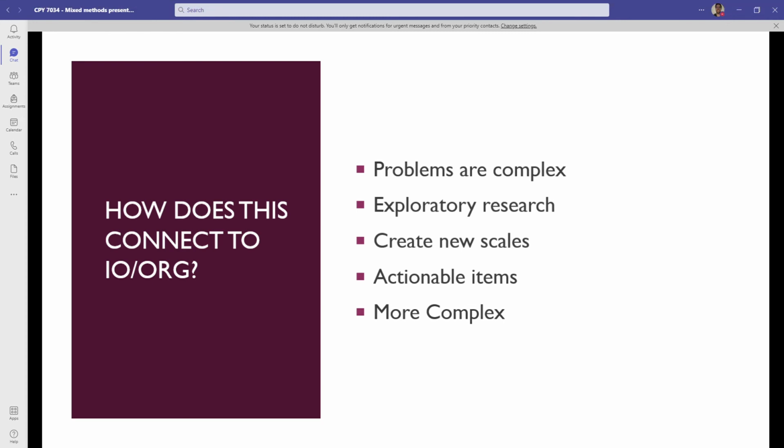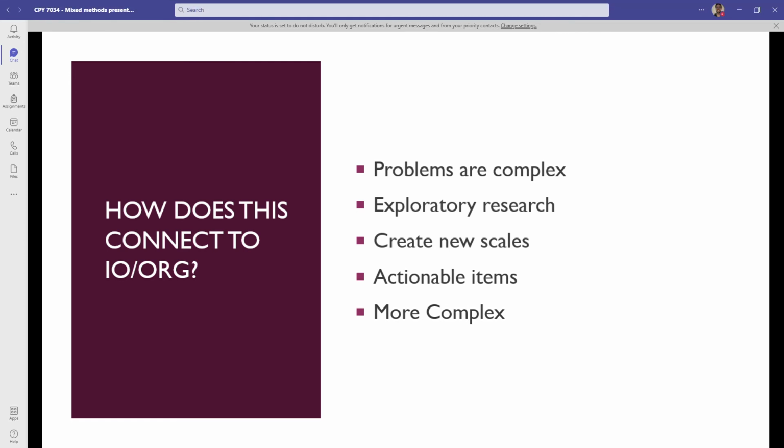Also, it's really good for exploratory research because there's so many things within work that we don't know, and as PhD students, we kind of understand that there's so many questions you could ask. It also helps create new scales that haven't necessarily been studied before. It also brings great actionable items because oftentimes we can measure, hey, here's satisfaction and here's these different aspects, but what things can people within the work environment do? What things can leaders do to actually make a difference?